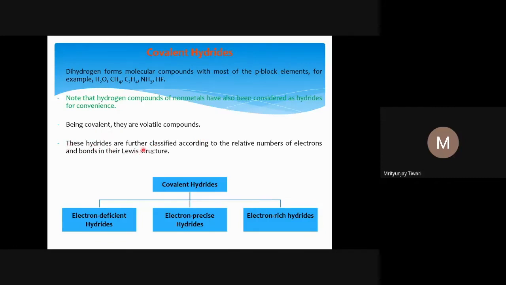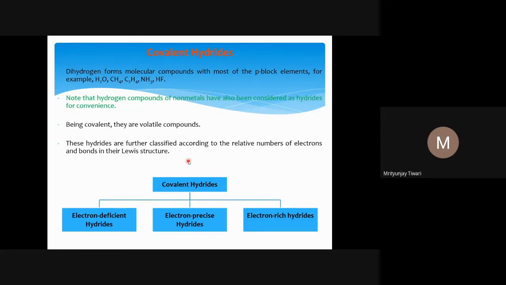These hydrides, the covalent hydrides, are further classified according to the relative number of electrons and bonds in their Lewis structure, and whether the electrons on the central atom are less than the complete octet, meaning whether the octet of the central atom is complete or not, and even if it is complete, whether it has a lone pair.